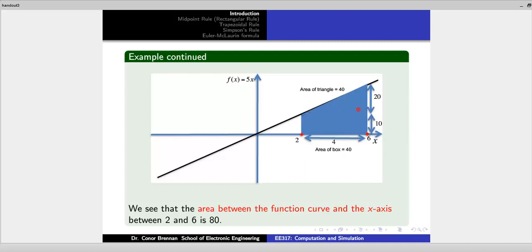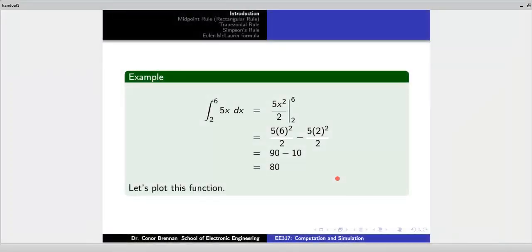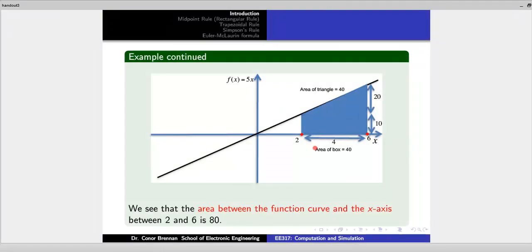The triangle: its height is the difference between here, which is 10, and the function value at 6, which is 30. So the difference between 10 and 30 is 20. So the triangle has height 20, and it also has base 4, and it has area, therefore, 20 times 4 divided by 2, which is also 40. Add 40 and 40 together, you get 80, which is what we needed. So that's just a little check. For that particular case, the area under the curve happens to be the same as the definite integral.